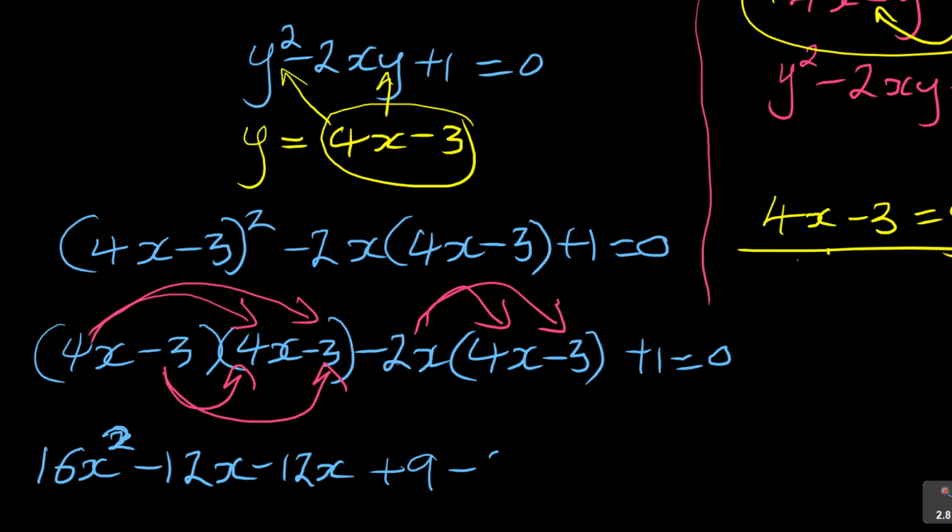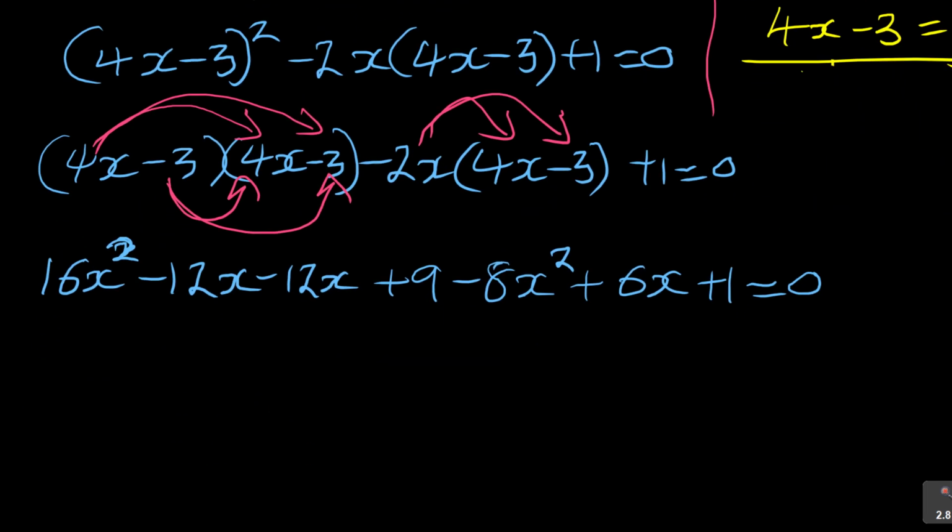Then minus 2x times 4x is minus 8x squared. Alright, minus 2x times minus 3 is plus 6x. Are you with me? Because it's 2x there. Plus 1 equal to 0. Then what you do? Collect like terms. I'm going to be collecting like terms. There is the square and there is the square. See that? 16 minus 8, it's 8x squared.